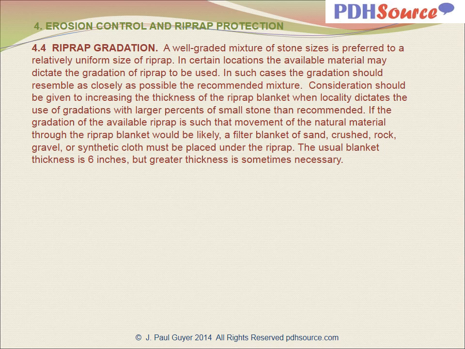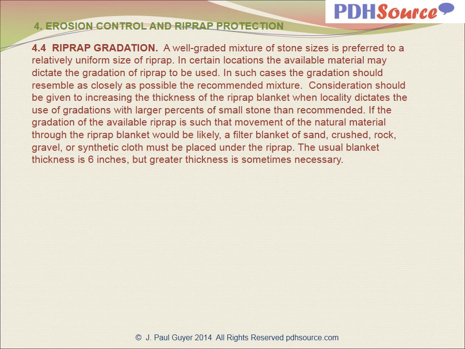A well-graded mixture of stone sizes is preferred to a relatively uniform size of riprap. In certain locations, the available material may dictate the gradation of riprap to be used, and in such cases the gradation should resemble as closely as possible the recommended mixture. Consideration should be given to increasing the thickness of the riprap blanket when locality dictates the use of gradations with larger percentages of small stones than recommended.